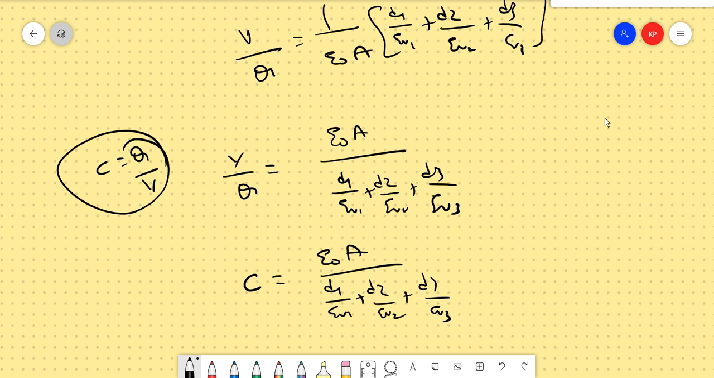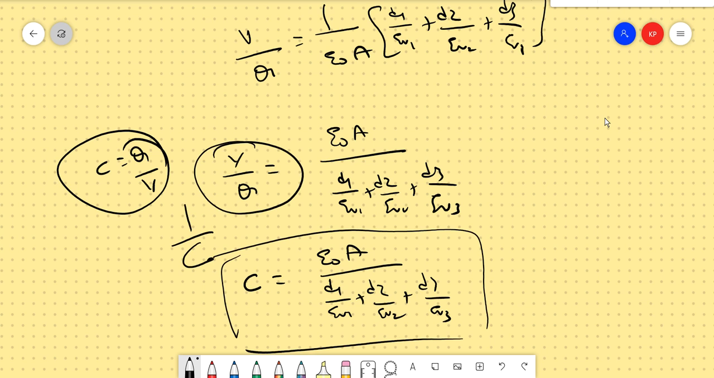So just here I have written V by Q, that is nothing but 1 by C. But I have written formula for C here, right? So I have interchanged the numerator and denominator both sides, so therefore I get a formula C is equal to epsilon naught A divided by D1 epsilon R1 plus D2 epsilon R2 plus D3 epsilon R3. So like that I can calculate the capacitance, and in general C is equal to epsilon naught into A divided by summation of D by epsilon R.